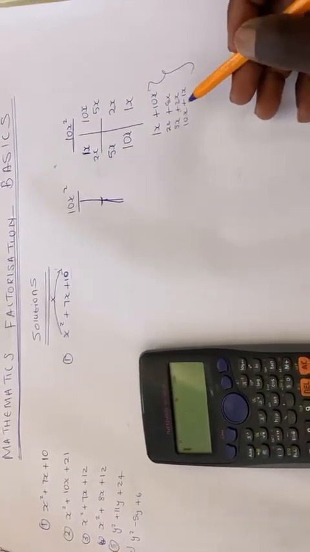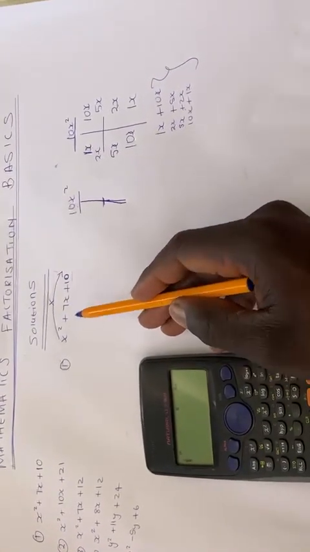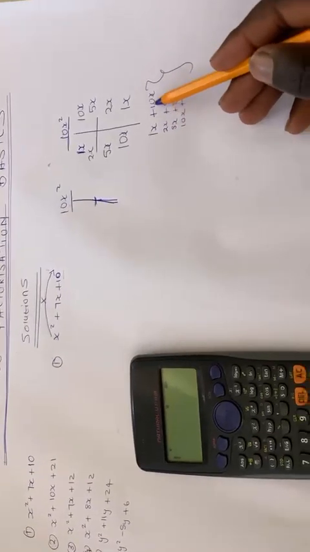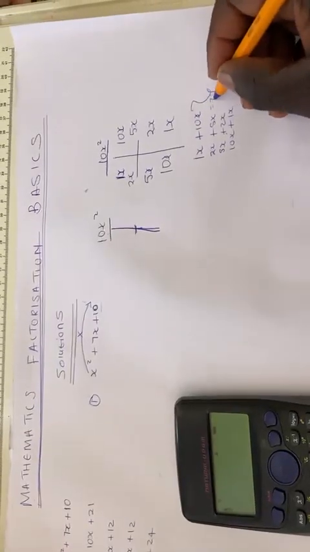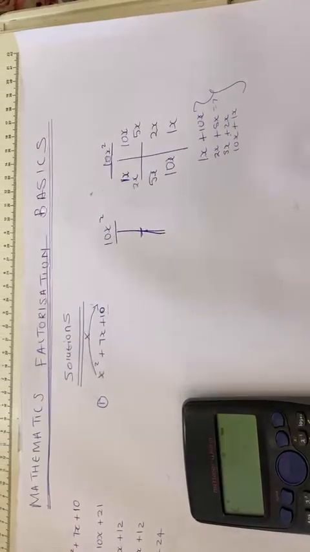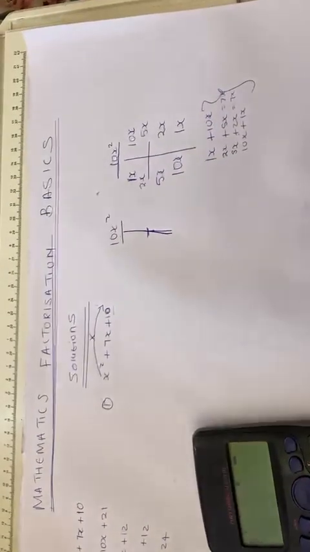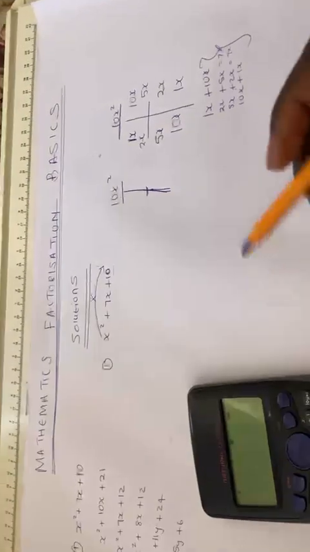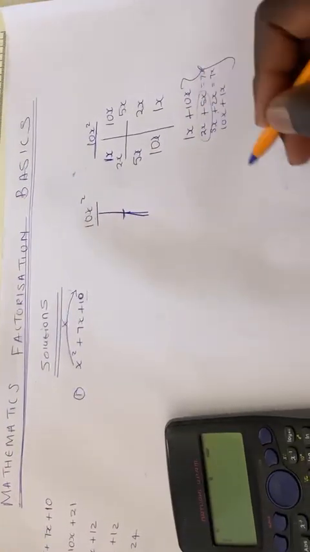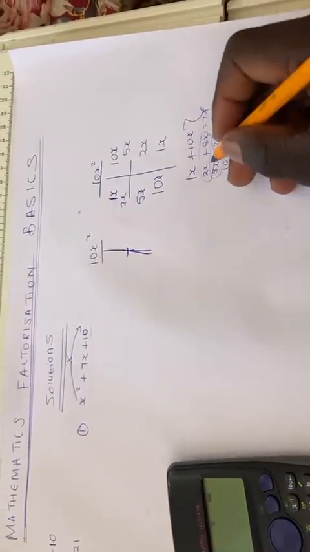So we are going to check which factors give us 7x here. We have 1x plus 10x, which is 11x. 2x plus 5x gives us 7x. And 5x plus 2x gives us 7x also. So we're going to check which one we are going to use in order to replace this 7x here. We're going to try the first one, and the second one also. Here's the way we're going to try this one.